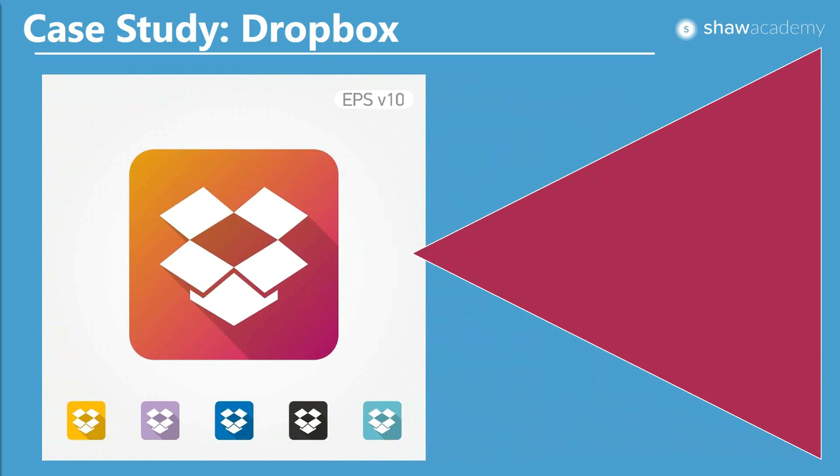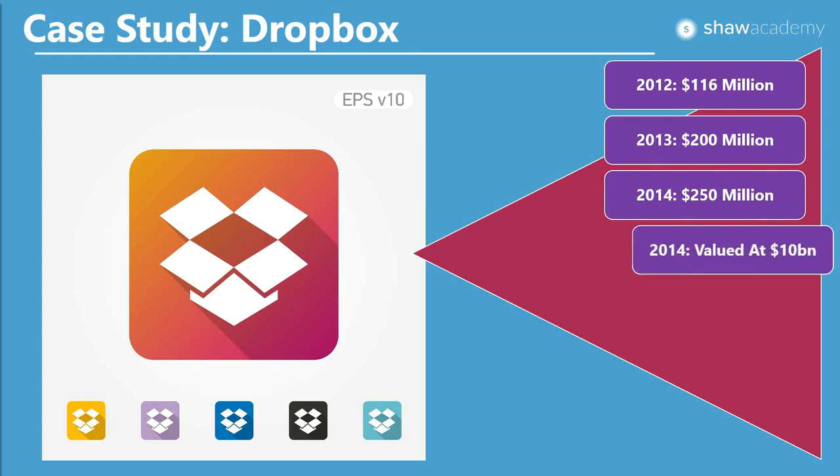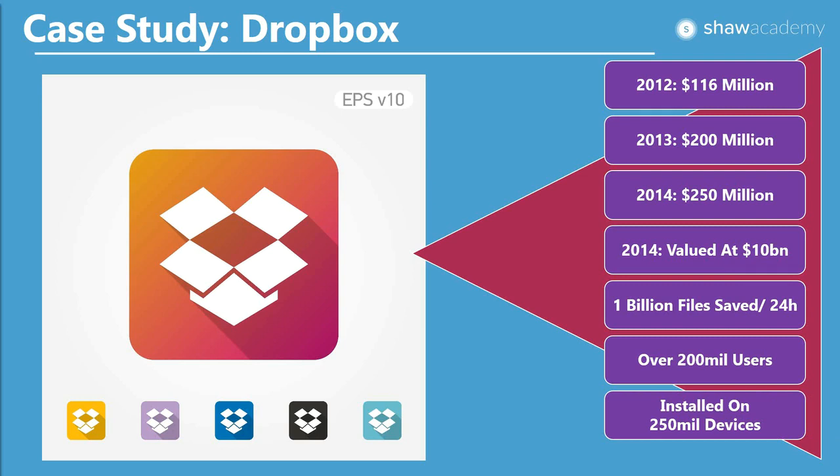My nice little animation. In 2012, they turned over $116 million. 2013 was 200 million. 2014, it's 250 million. In 2014, they were valued at $10 billion, which is pretty cool. They had 1 billion files saved every 24 hours, over 200 million users, and it was installed on 250 million devices. So I'm going to show you how to implement the same kind of thought processes.